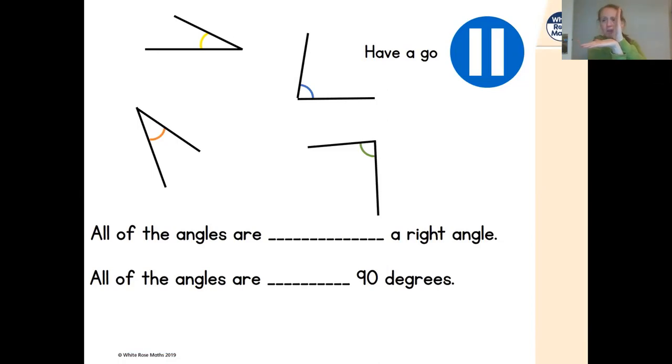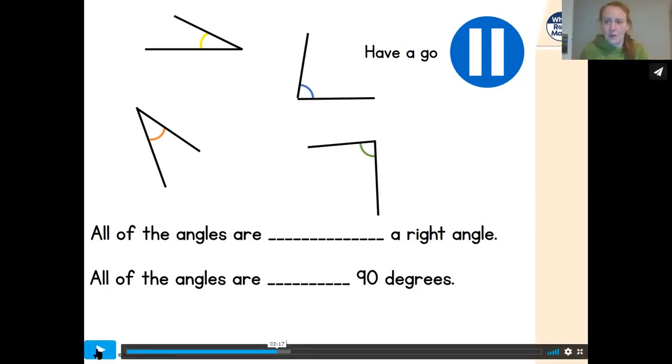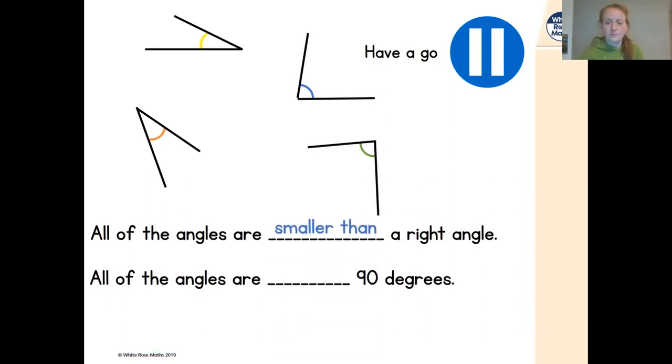Okay, try and imagine it when you're doing it. Use your hands. It's always good to have a visual. Right angle, less than 90 degrees. All of those angles, as you close this, what looks like a crocodile's mouth, all of them are less than 90 degrees. I'll put it back on. So hopefully we can see that all of the angles are smaller than a right angle, or you could put less than a right angle, that would have been fine as well. So that means all of those angles are smaller than or less than 90 degrees.